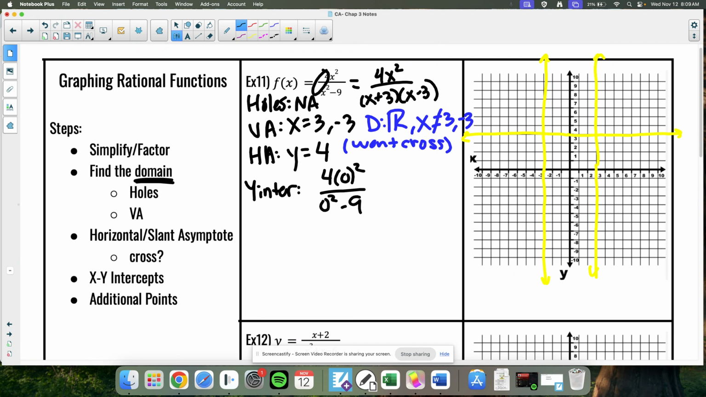What number do we get out? 0, because you have a 0 on top. 0 divided by negative 9 is 0. That ordered pair, we plugged in a 0, we got out a 0. We plugged in a 0 to find the y-intercept, we got out a 0, so we know it crosses right there.